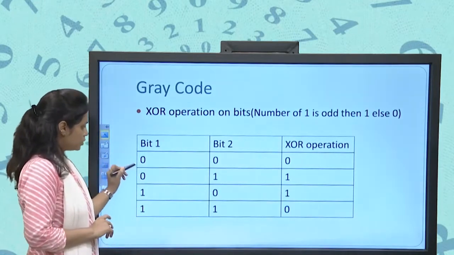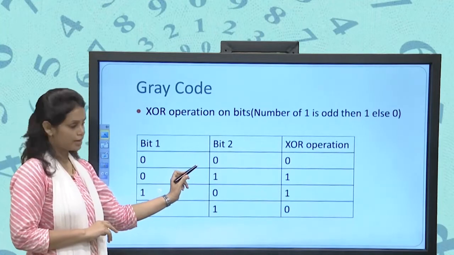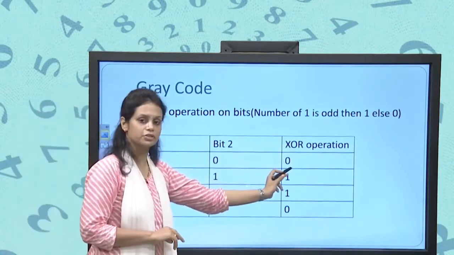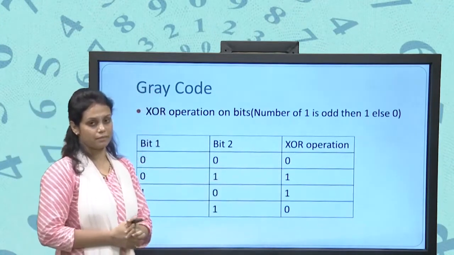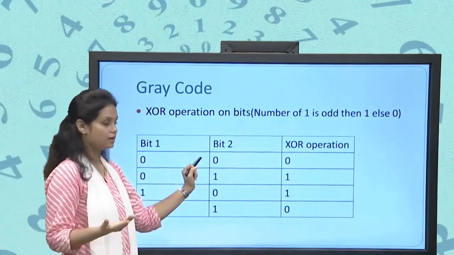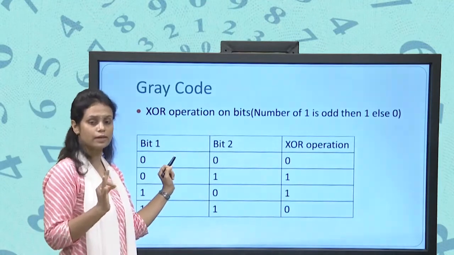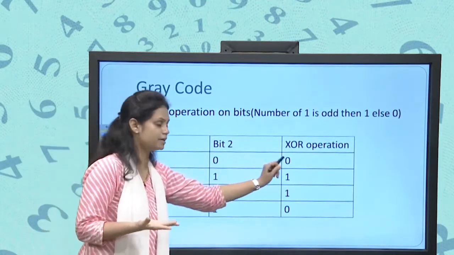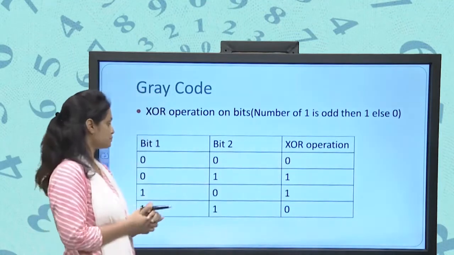First bit 1 is 0, bit 2 is 0. So the output of the XOR operation is 0 simply. Why? Because these 2 bits are the same, or we can say that the number of 1s is 0, and 0 is an even number, that is why the output is 0.